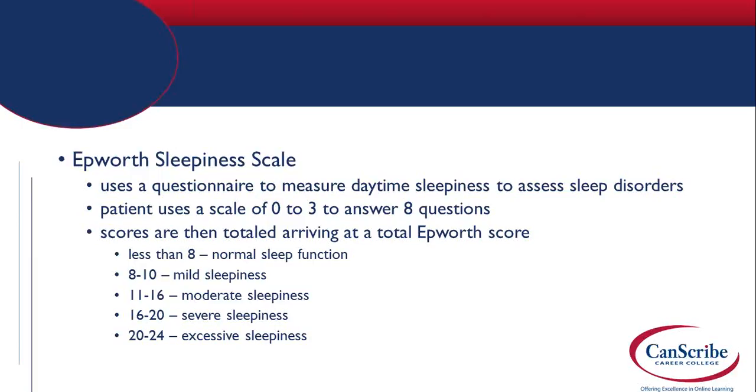If it's less than 8, it's normal sleep function. If it's 8 to 10, it's mild sleepiness. 11 to 16 is moderate sleepiness. 16 to 20 is severe sleepiness, and I believe that should be 21 to 24 is excessive sleepiness. And once they get this scale, the doctor can then run more tests to help with whatever sleep disorder they're assessing them for.